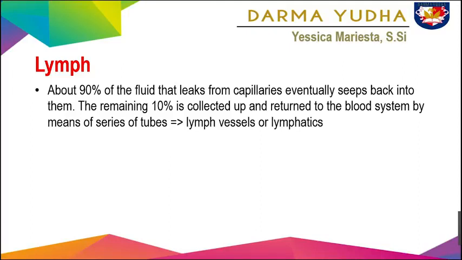Lymph. About 90% of the fluid that leaks from the capillaries eventually seeps back into them. The remaining 10% is collected up and returned to the blood system by means of a series of tubes called lymph vessels, or the lymphatics. So the lymphatics are tiny, blind-ending vessels which are found in almost all tissues of the body. Lymphatics contain tiny valves which allow the tissue fluid to flow in but stop it from leaking out.